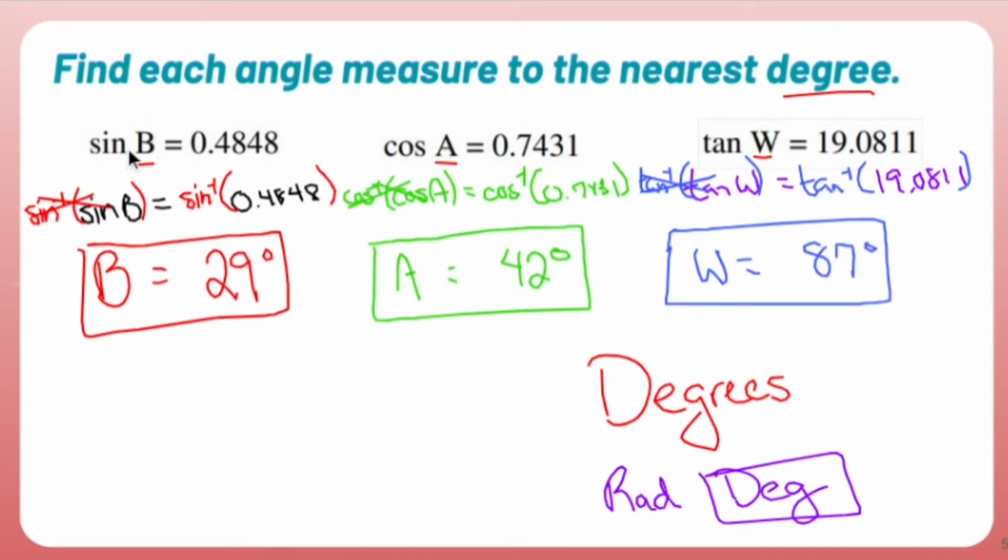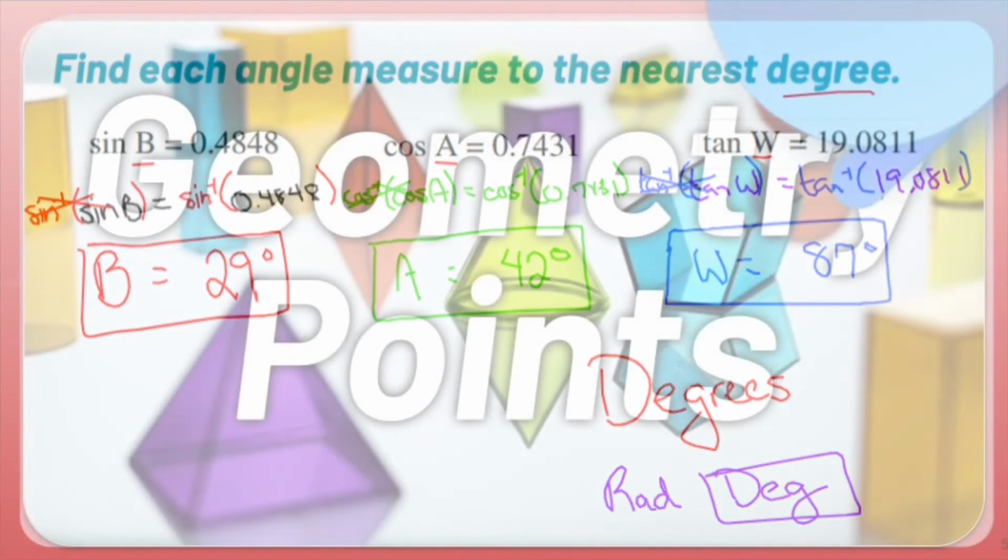But that's how you do it. If you are told sine of an angle equals stuff, inverse sine it, inverse cos it, inverse tan it, and you'll get that. Dunzo.